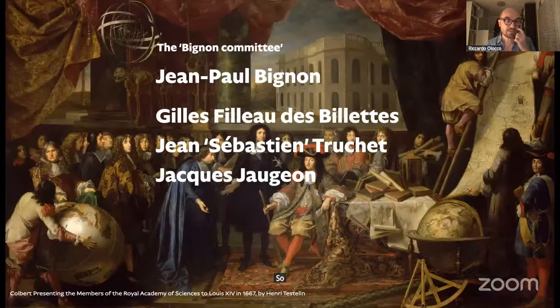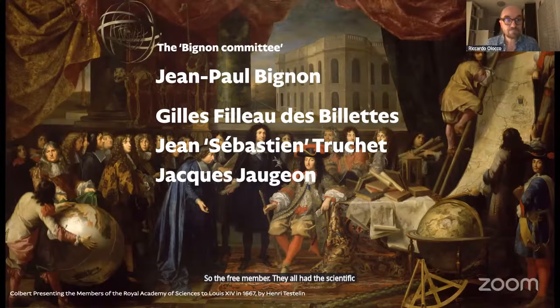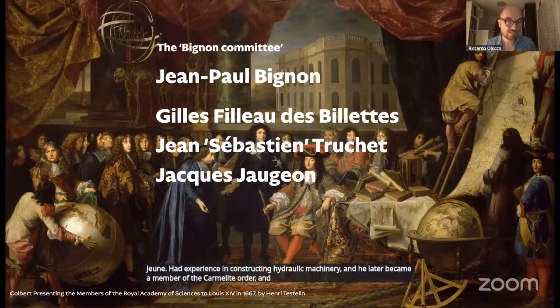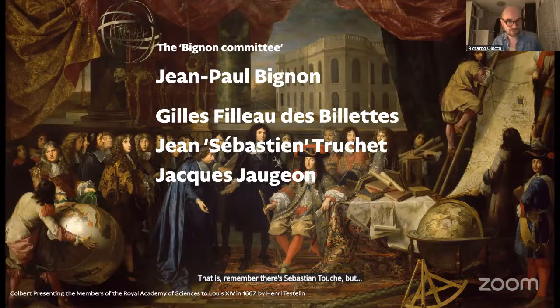So the 3 members, they all had a scientific background. Jean Truchet had experience in constructing hydraulic machinery, and he later became a member of the Carmelite order, and he took the name of Sébastien, and is remembered as Sébastien Truchet, but his real name was Jean.